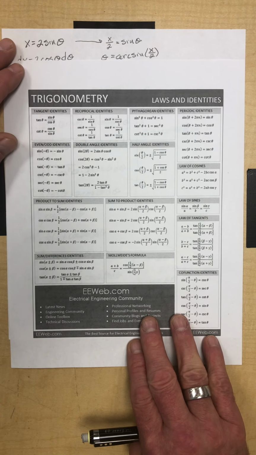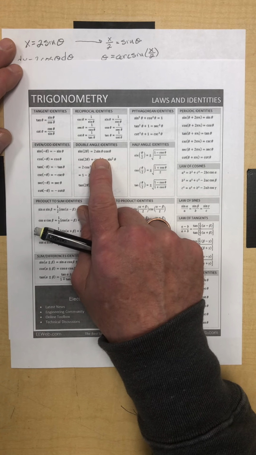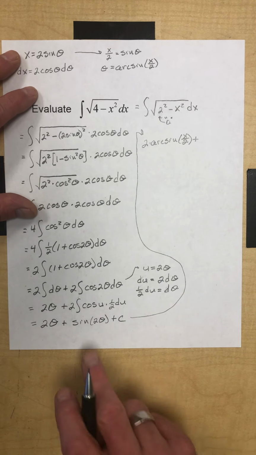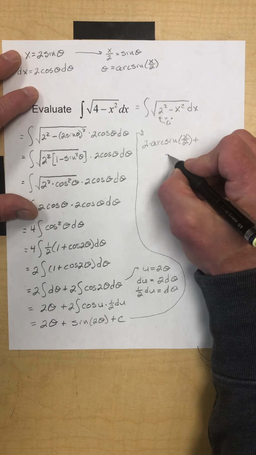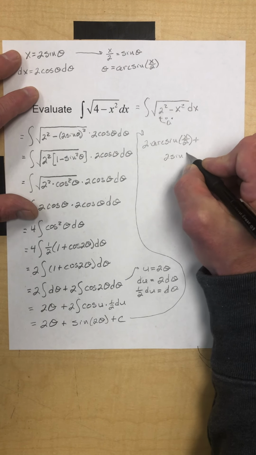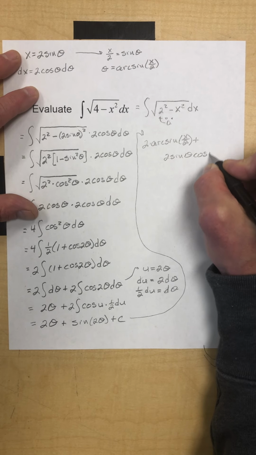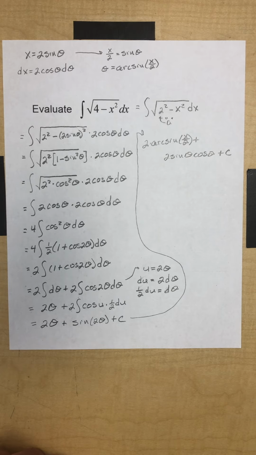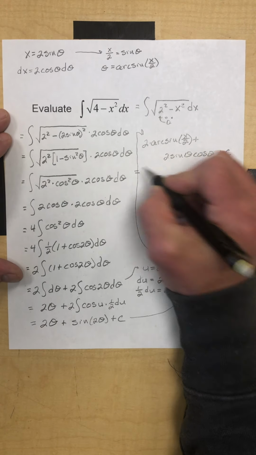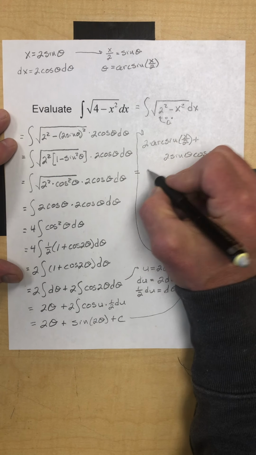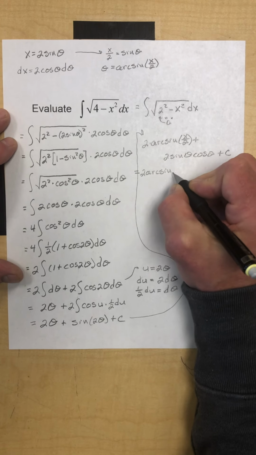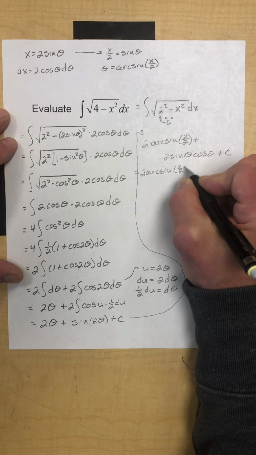So I'm going to substitute for sine of 2 theta. I'm going to substitute in 2 sine theta cosine theta. So this guy becomes plus 2 sine theta cosine theta, and our plus c. All right, so what can we do there? Well, I know this part of it's done: 2 arcsine of x over 2.